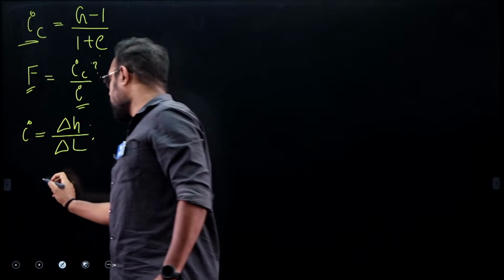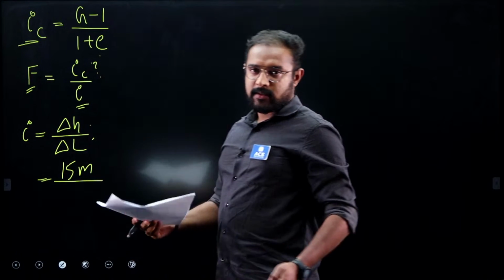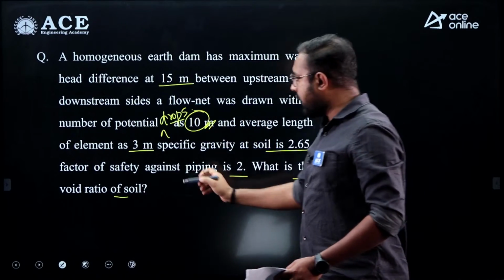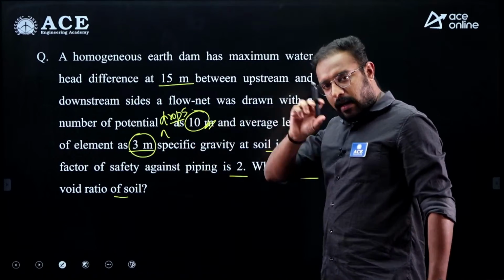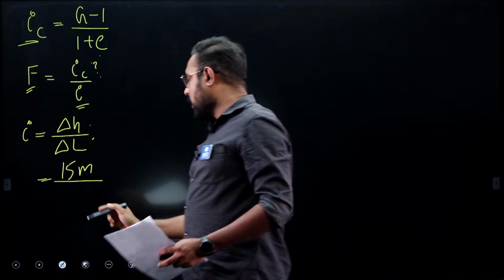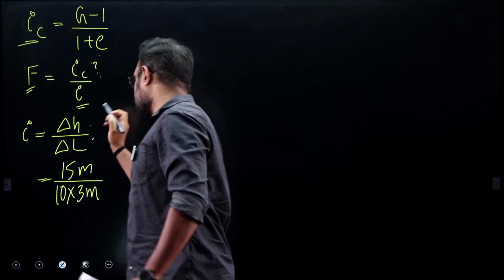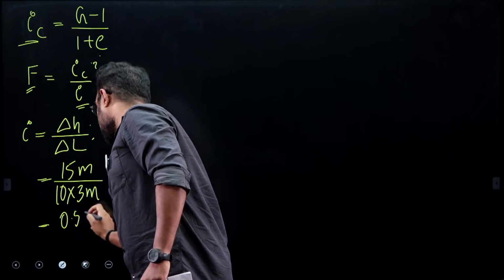Tell me what is the total head loss they have mentioned? It is 15 meter. And what is the L value? That is the tricky part here. They are saying that there were 10 drops, and each drop length, that element length, is 3 meter. So the total length is 10 into 3, that is 30 meter. If you solve this, you will get 15 by 30, which is equal to 0.5.